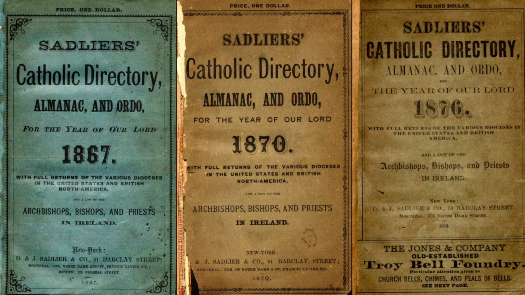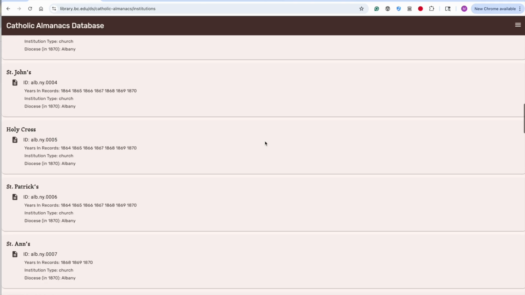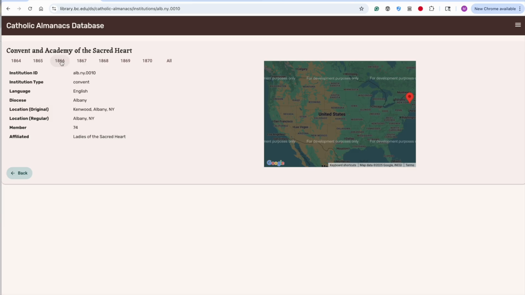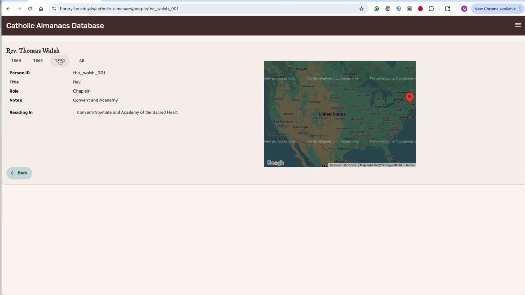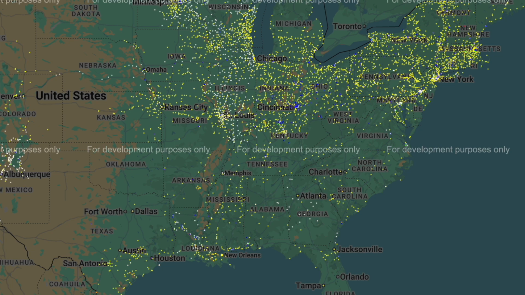My project is a Catholic almanac database website for the almanacs in the United States in the 19th century. If people are interested in studying the landscape of Catholicism in America, that is the place they can go to. And then they can use the maps, the filters, other tools and features on the website to look up the information of Catholic institutions, Catholic people, or the relationship between Catholic institutions and people.